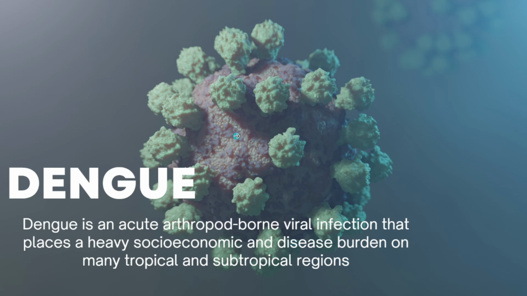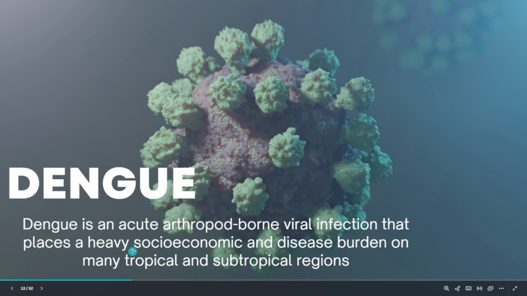Now we will go through the first infectious disease, which is dengue. I think everyone knows dengue, right? Because this is one of the famous diseases in Malaysia. It is an acute arthropod-borne viral infection, normally in the tropical and subtropical regions.